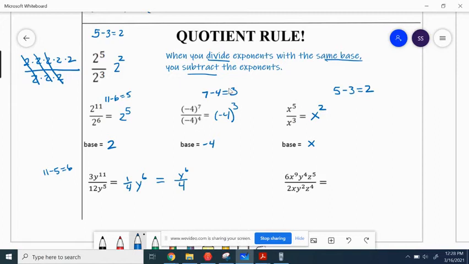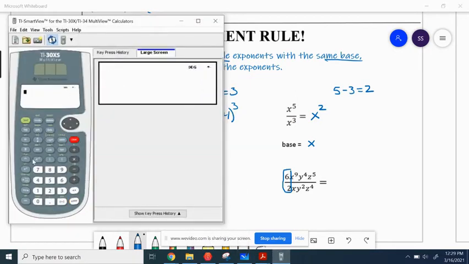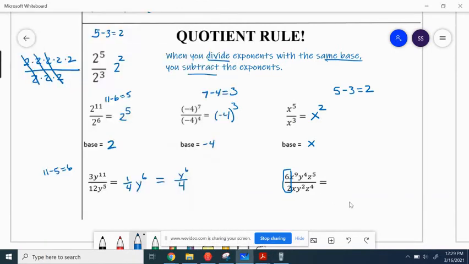All right, this last problem for this page, we've got 6 x to the 9th times y to the 4th times z to the 5th over 2x to the 1st, y to the 2nd, z to the 4th. All right, so let's start with the numbers. What is 6 over 2? Let's use our calculator just because we want to be perfect. 6 over 2 reduces down to 3. Sure enough, that checks out. Okay, so 3 is my whole number.